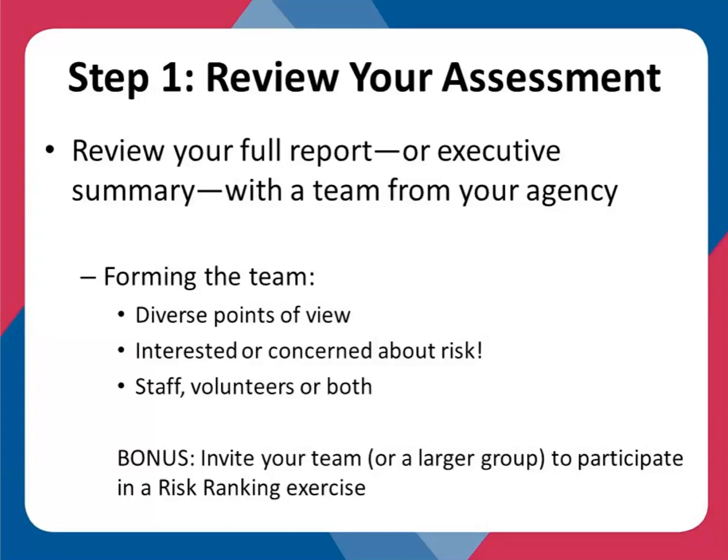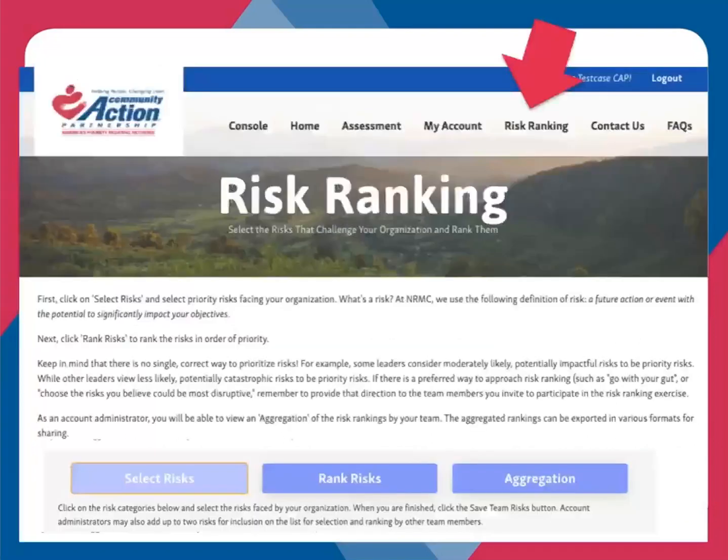So one of the things you might want to do with this risk assessment that was not available in the prior version, but it's kind of a fun exercise, it's a fun add-on, if you will, to the tool, is what we call the risk ranking exercise. So the way this works is you access it through the risk ranking tab in the navigation bar. And what it allows you to do is to, first of all, select top risks. So we've created a list of 100 risk events. So these are future events that have the potential to cause challenges, difficulty to an agency.